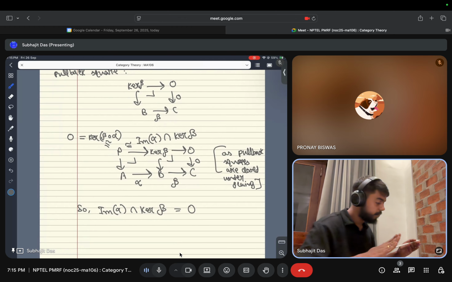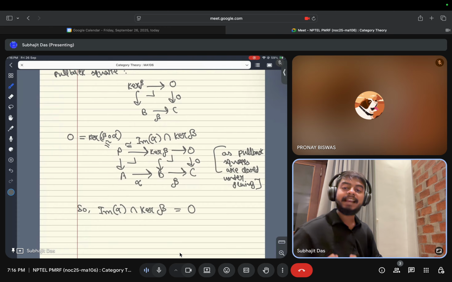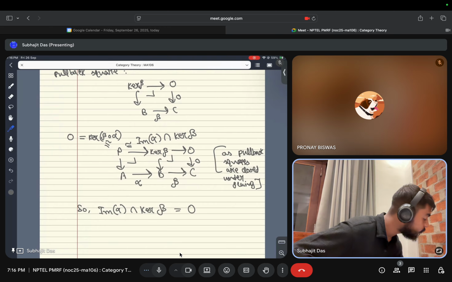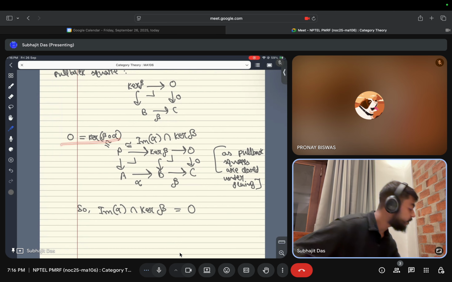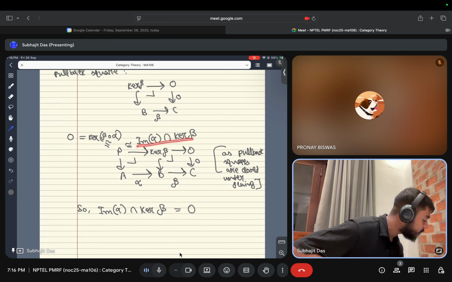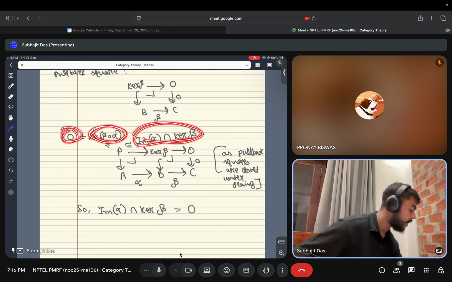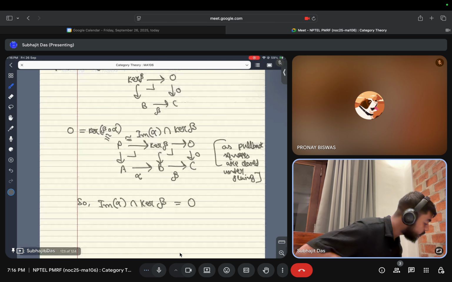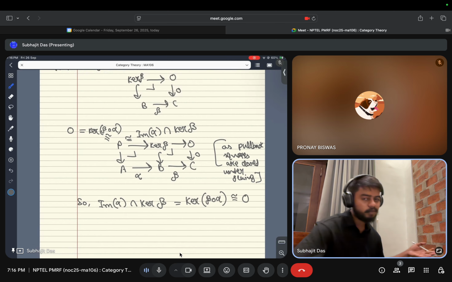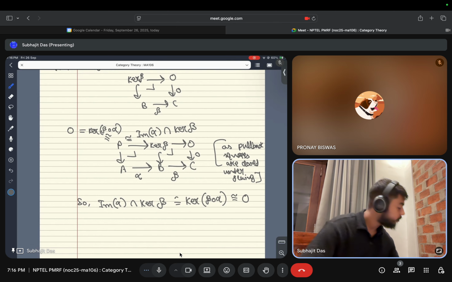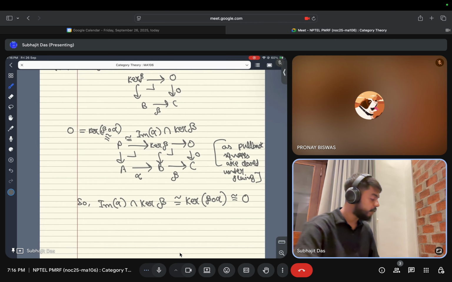Okay. So what do we know? Beta composed alpha is a mono. So from that we have this information, and we know that P can also be written like this. So the kernel of beta composed alpha is this, and since the kernel of beta composed alpha is 0, this is 0. Yeah, we are okay. Okay, so let's write it nicely. This is exactly the kernel of beta composed alpha, which is equal to 0, isomorphic to 0. This we have. Yeah, we were on the right track.